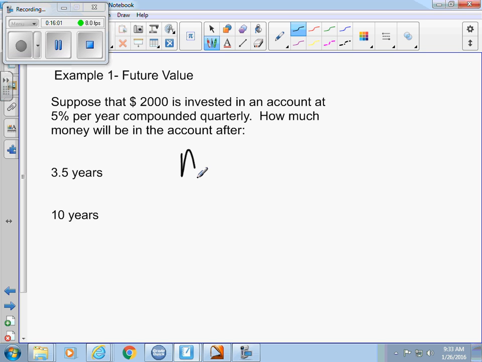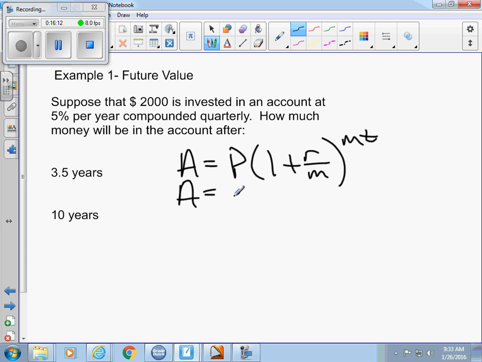Okay, so this is our formula. Where does the 2,000 go? What is R? What is M? Good. How do you know it's 4? Quarterly. Quarterly is 4 times a year. You put in how many times a year? And then 4 times T.